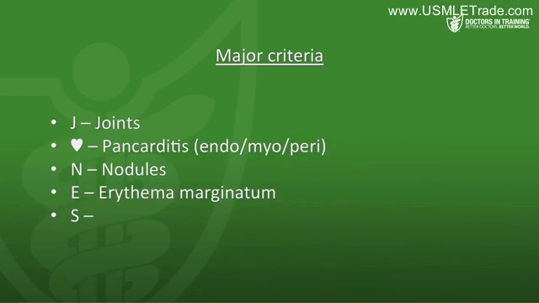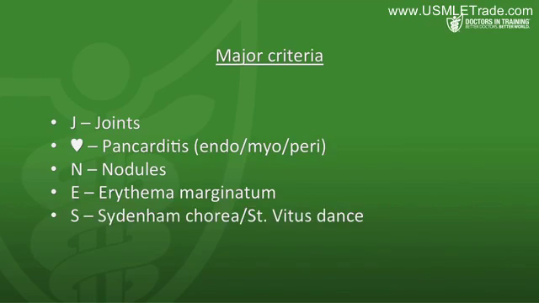The E is for erythema marginatum. This rash will start small and then it spreads out into a large ring. The rash can appear and disappear over the span of a few hours. And the S is for Sydenham chorea, and this is sometimes called St. Vitus dance. It's characterized by uncoordinated movements of the face and the limbs.